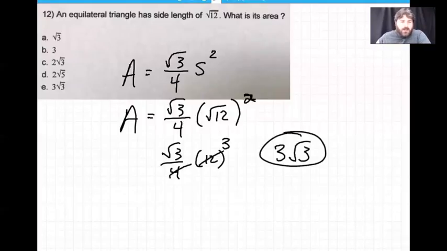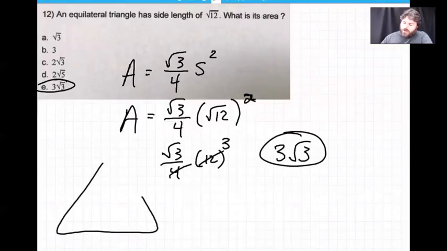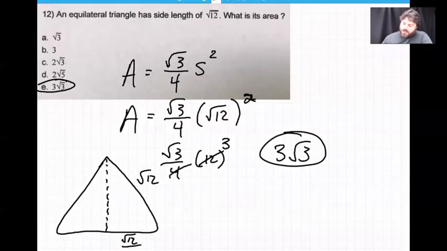It's kind of like x. X times 3 is 3x. Root 3 times 3, 3 root 3. Okay, so that's going to be answer choice E. Now, if you forgot this formula, you could draw a picture, okay, and see that this is the square root of 12. If I make a median here, I know that this is square root of 12 divided by 2. I could use Pythagorean theorem to find this height here. Or next week, you're going to learn about special right triangles, and there's an actual quicker way to find what this would be.